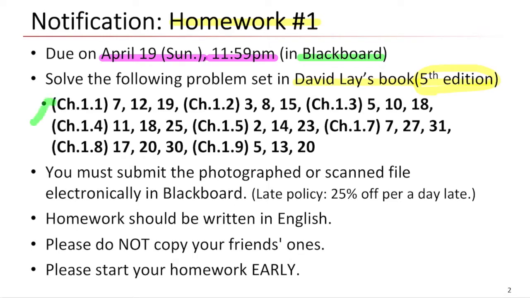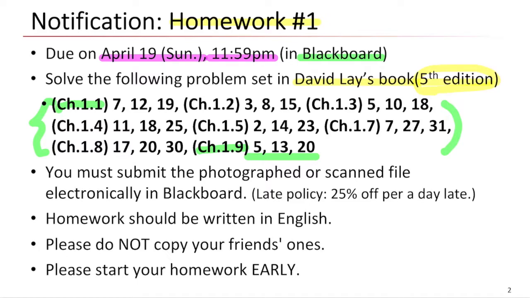There are numbers of our homework, from chapter 1.1 through 1.9. Today we're going to deal with this chapter, but we already talked about the whole of these chapters. So please try to solve these problems yourself.